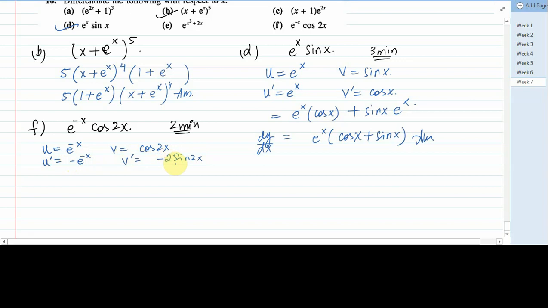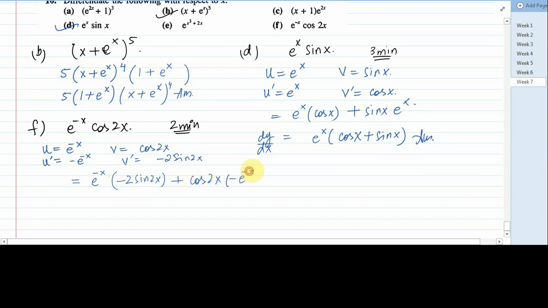So if you found the correct derivatives of e to the power minus x and cos 2x, then it is very good, you are on a very good pace, right? And now we are going to apply the working formula, which says u, e to the power minus x, derivative of v, minus 2 sine 2x, plus v, cos 2x, derivative of u, minus e to the power minus x.